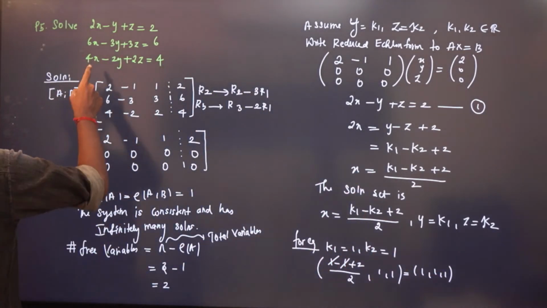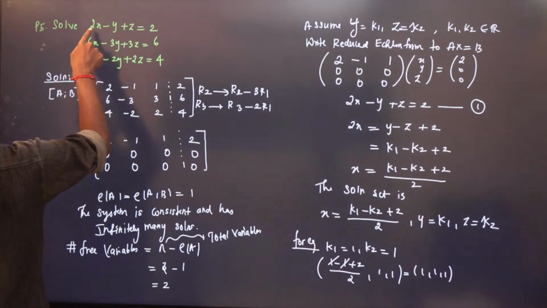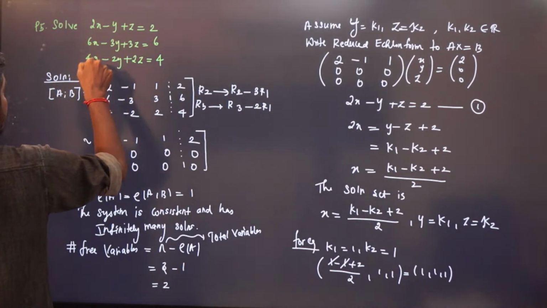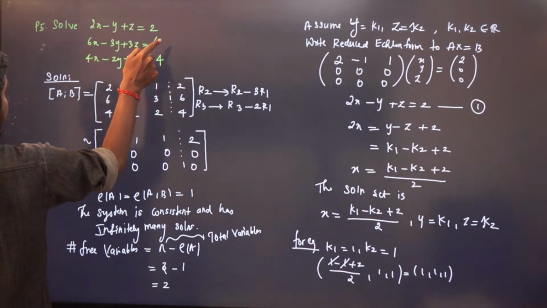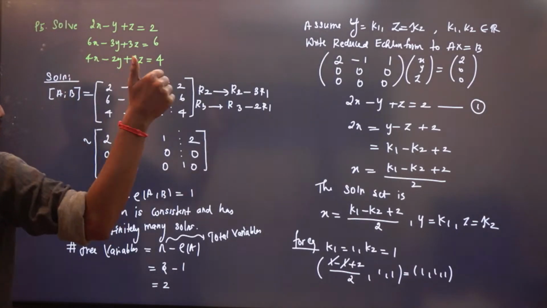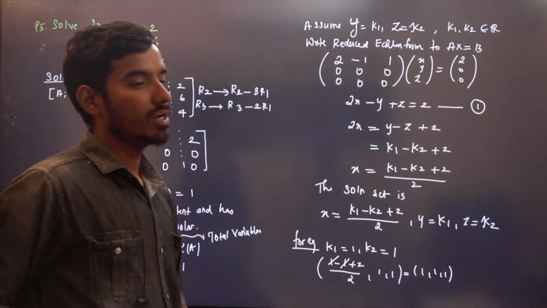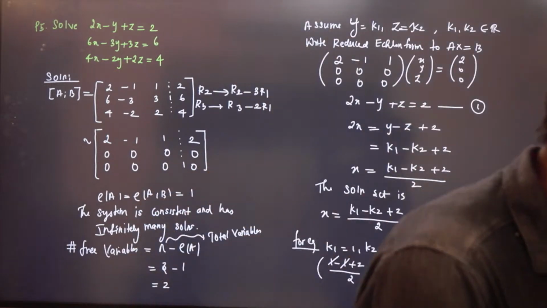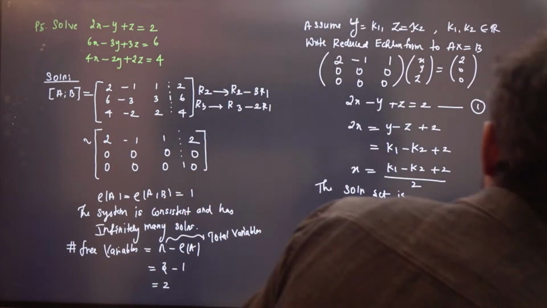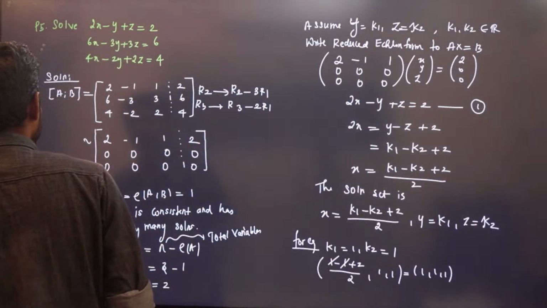Can you check? 1, 1, 1. So 2 minus 1 is 1, 1 plus 1 is 2. 6 minus 3 is 3, 3 plus 3 is 6. 4 minus 2 is 2, 2 plus 2 is 4. Yes. So if you vary k1 and k2, you will get infinitely many solutions. Right? Very simple. So we'll move on to problem 6.